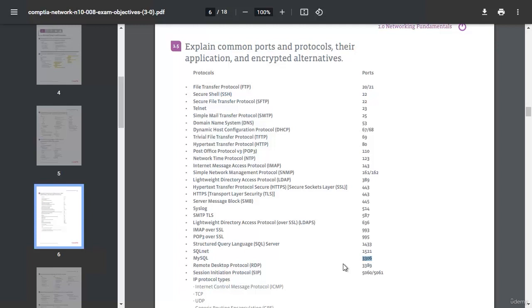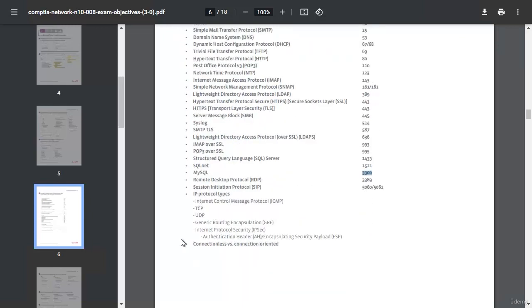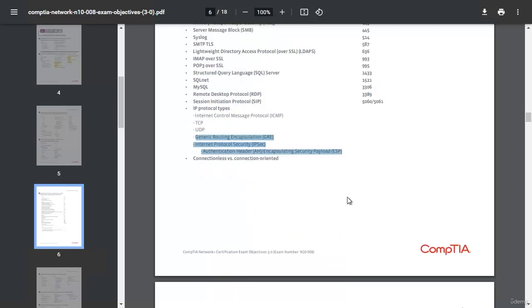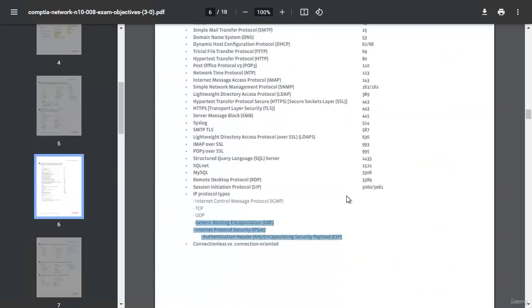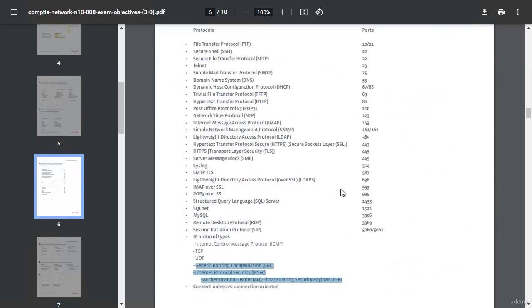RDP we mentioned, SIP we mentioned. Okay, and then we've talked about these. A couple here that we haven't mentioned, but that's IPsec stuff, and we'll be dealing with that in the security section. So again, just a quick objectives check. I highly recommend that you go download these, that you be able to look at this and not only know what that protocol does, but what port number it's going to utilize. I will show you one other area here.